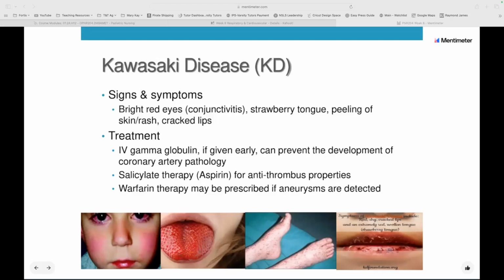And the signs and symptoms are going to be kind of what you see along the bottom. Those bright red eyes look very similar to pink eye. They will have a strawberry tongue. So if you ask them to stick out their tongue, it's going to look like the surface of a strawberry.